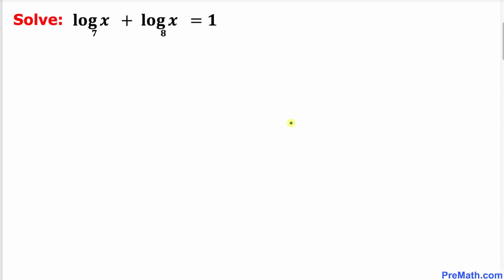Welcome to PreMath. In this video lesson, we are going to solve this given logarithmic equation: log of x with the base 7 plus log of x with the base 8 equals 1.